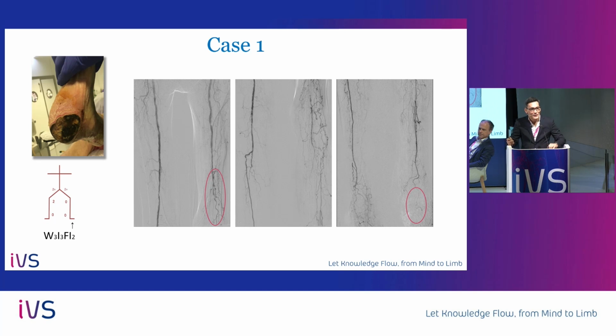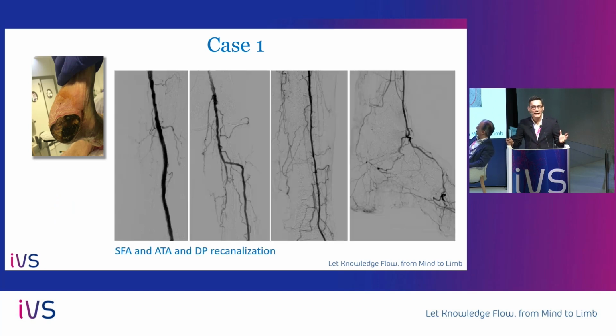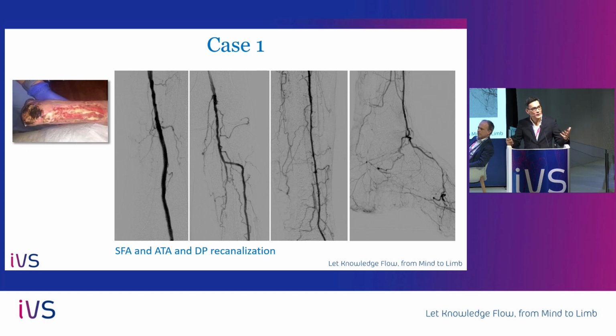So this is a case of a lady with an orphan heel. As you can see, an occluded SFA, diseased anterior tibial, no really nice vessels at the level of the foot. So what we did initially was try to recanalize the SFA and the anterior tibial. And as you can see, we even reached the DP, and there's a nice plantar arch. But the clinical outcome was not so good. And as you can see, the wound at the level of the heel was not improving well.